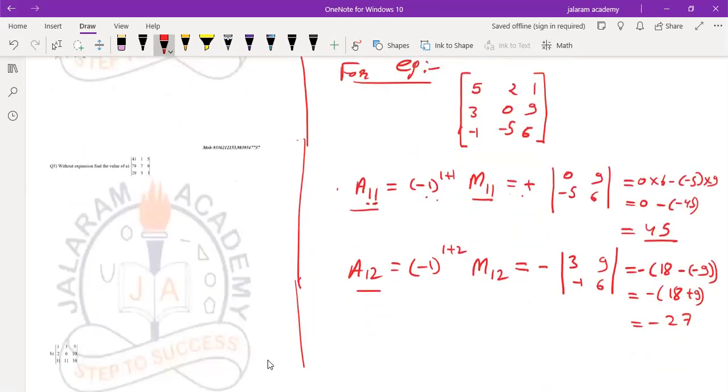Now if you find the cofactor of 1 2, it means minus 1 to the power i plus j, 1 plus 2, into the minor obtained by deleting the first row and second column. That equals minus 1 whole cube, which is minus 1, into, first row is deleted, second column is deleted. So it is 3 minus 1, 9 6. So how to find this then?